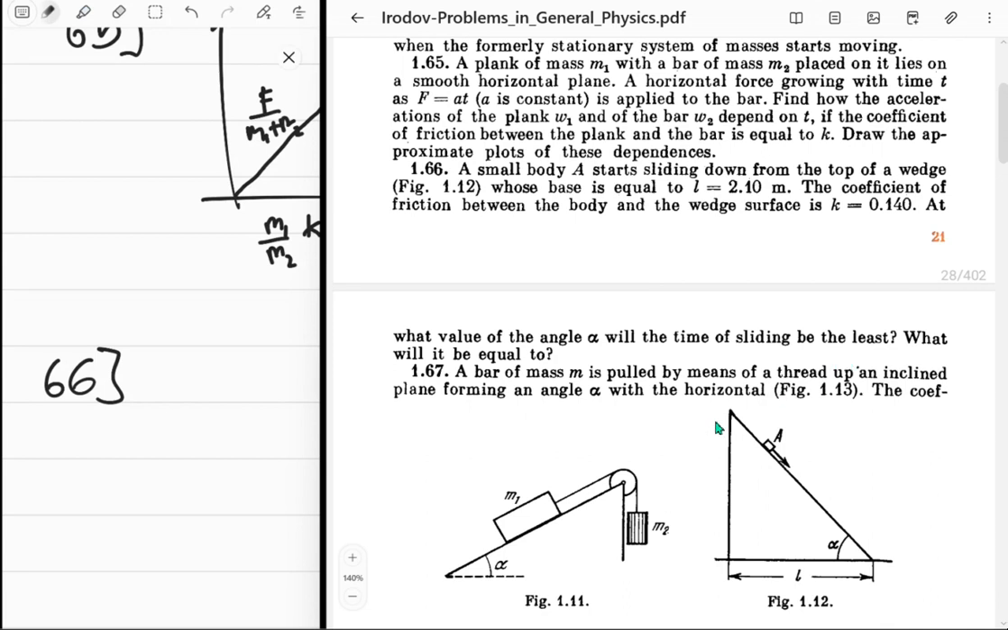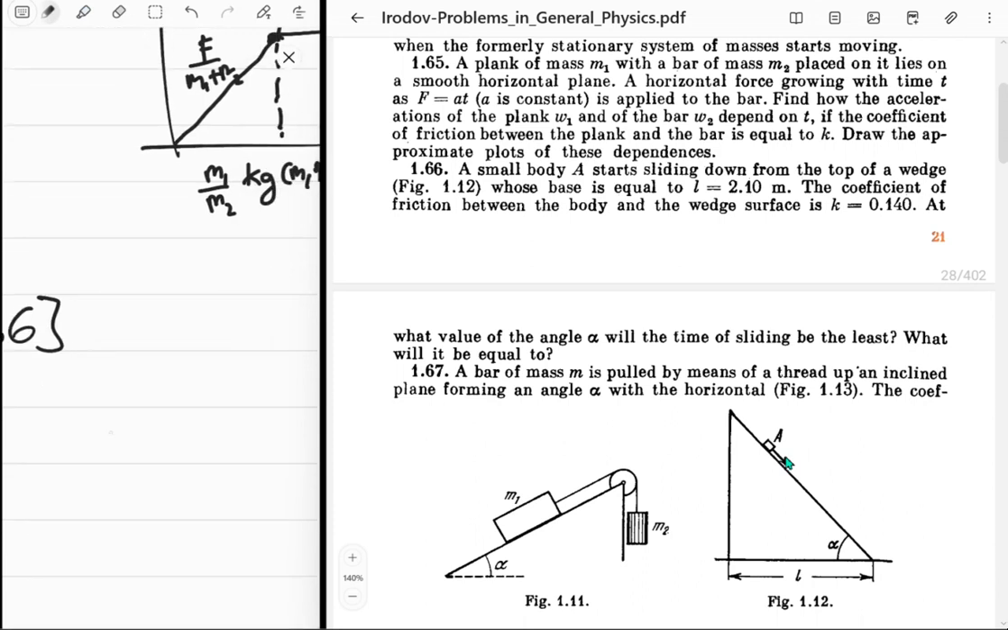So what's the acceleration this guy receives? It's just going to be g times sine alpha minus mu g cosine alpha, right? So you should just have the acceleration to be maximum. Oh, okay, this is going down, so friction is opposing. Yes, it's opposing it. Body and the wedge surface is this. So K is constant.